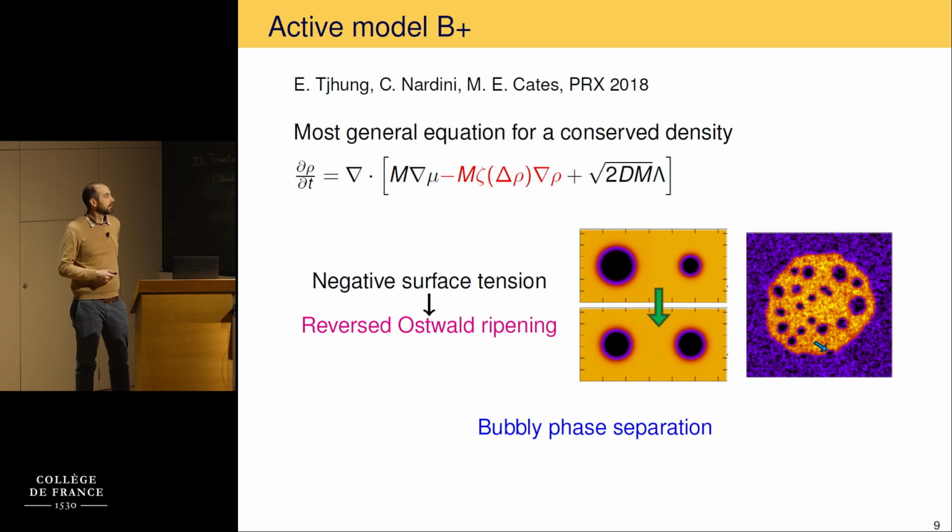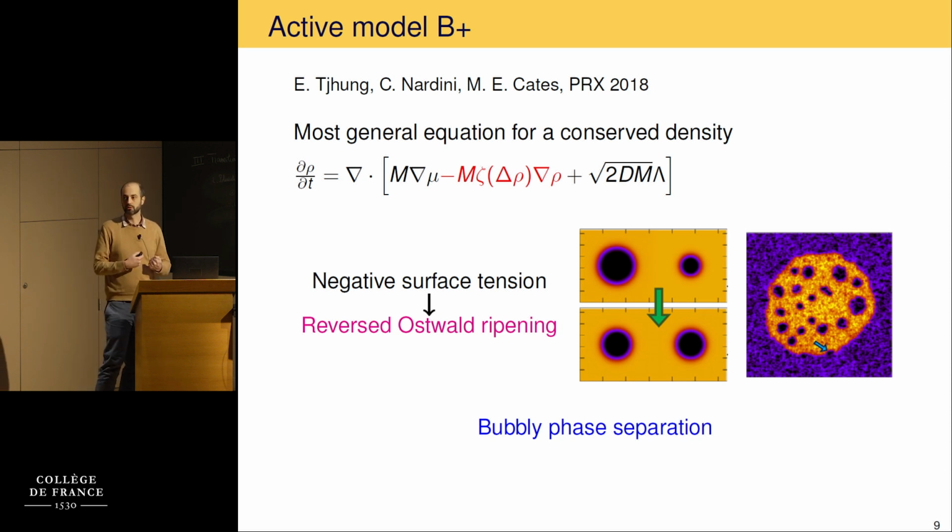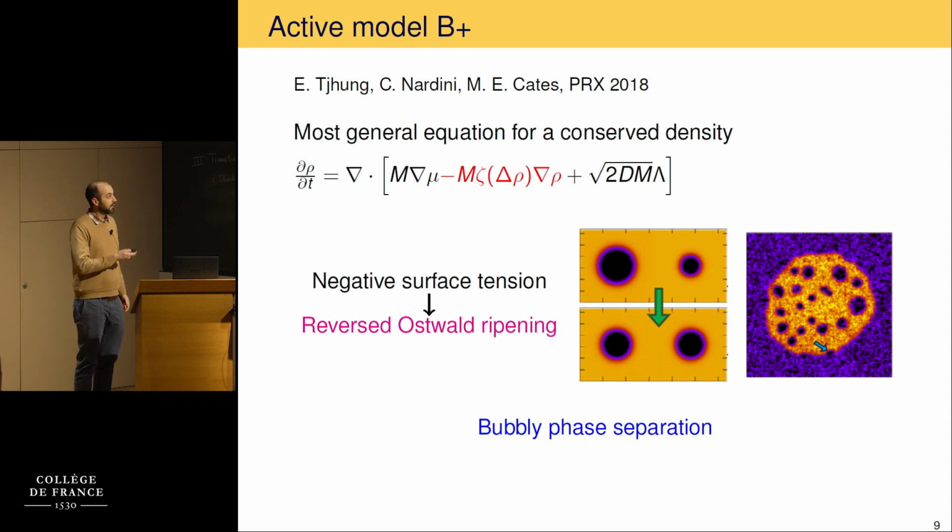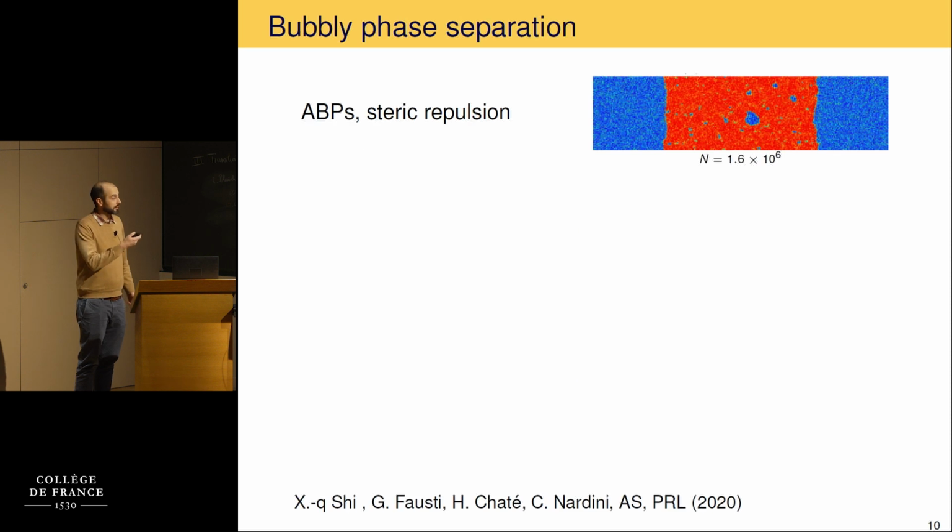But is it really what we see in this model with steric repulsion? Because actually people have been simulating this model for many years and they have never seen that. So that's the question that we ask, and actually, yes, that's what you see, but you need a very large system to see it. Here it's a system with 1.6 million particles, and you start to see clearly this bubble dynamics inside the liquid phase.